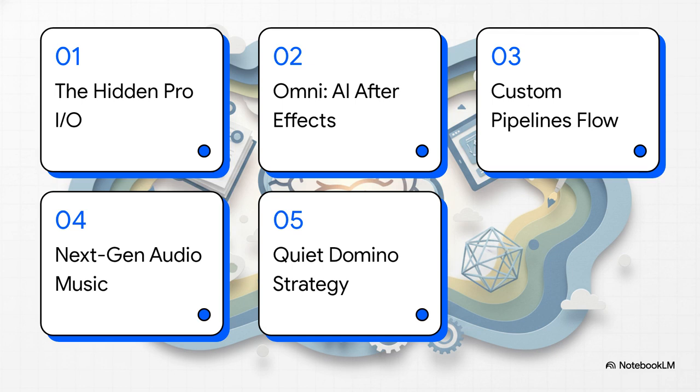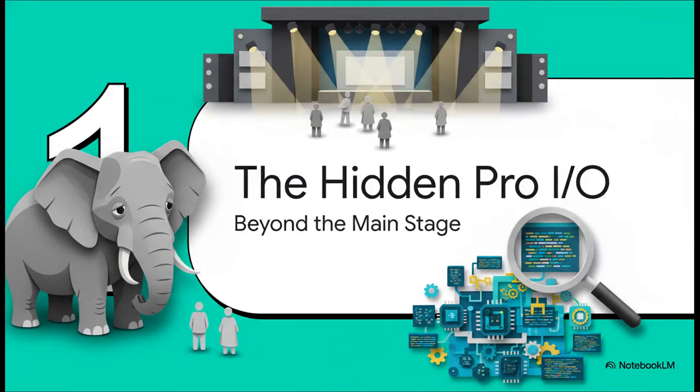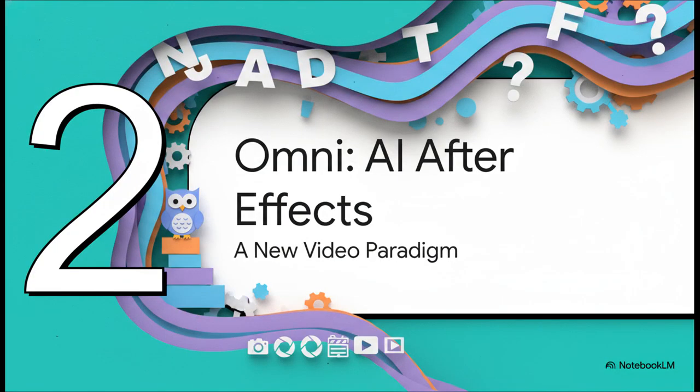So here is our roadmap for today's Explainer. Number 1, the Hidden Pro I/O. 2, Omni, the AI After Effects. 3, custom pipelines with Flow. 4, next-gen audio and music. And 5, Google's quiet domino strategy. All right, let's get right into it. Section 1, the Hidden Pro I/O. Section 2, Omni, the AI After Effects.